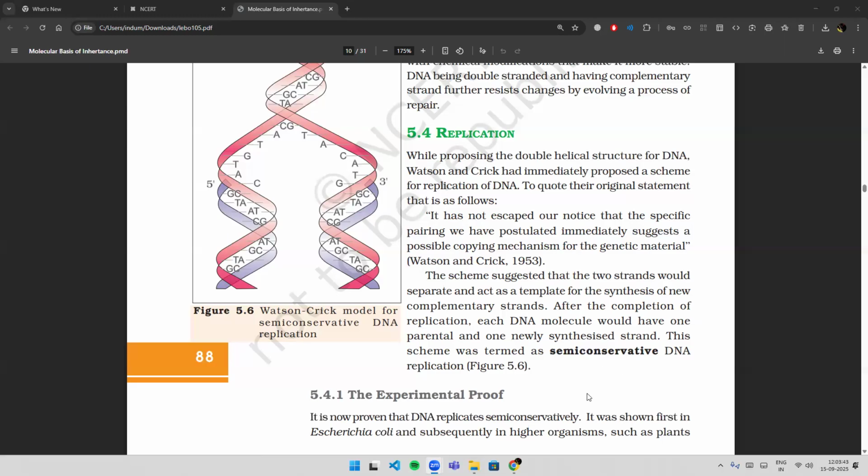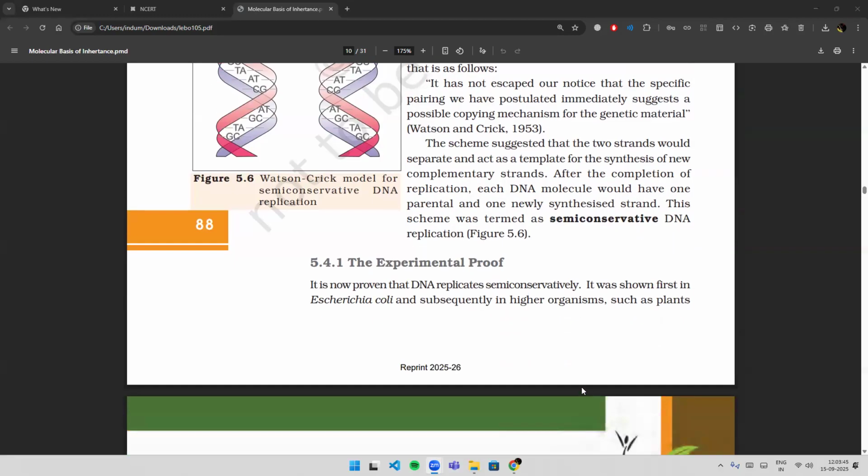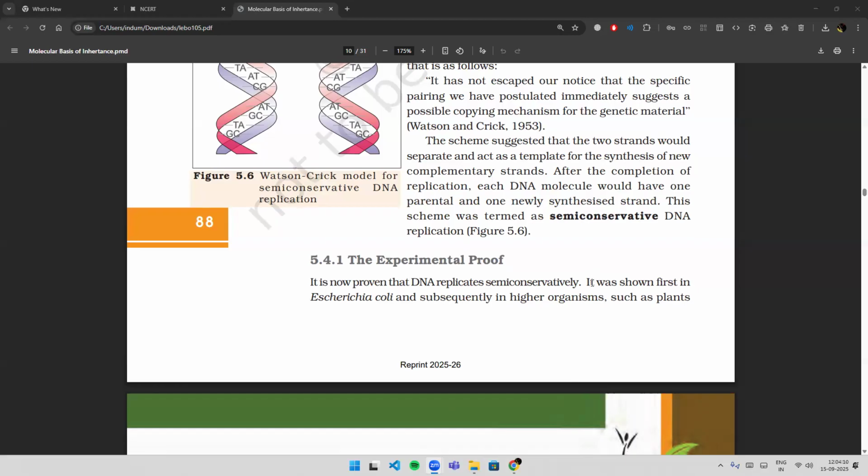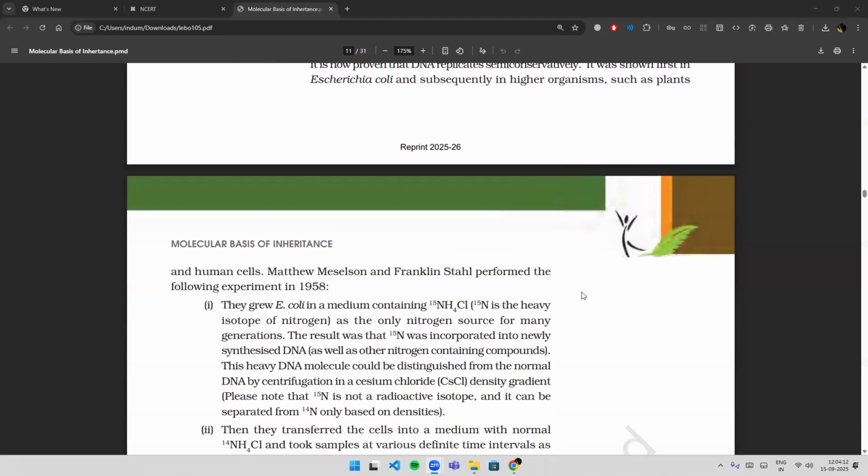After the completion of replication, each DNA molecule would have one parental and one newly synthesized strand. This scheme was termed semi-conservative DNA replication. Figure 5.6. 5.4.1 The experimental proof. It is now proven that DNA replicates semi-conservatively. It was shown first in E. coli and subsequently in higher organisms such as plants and human cells.